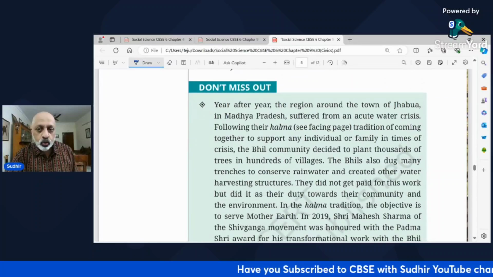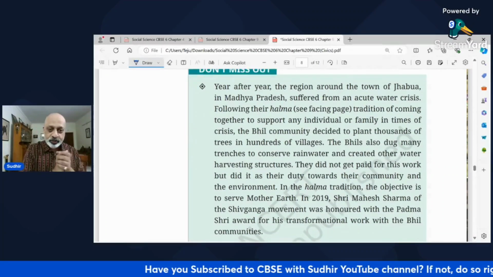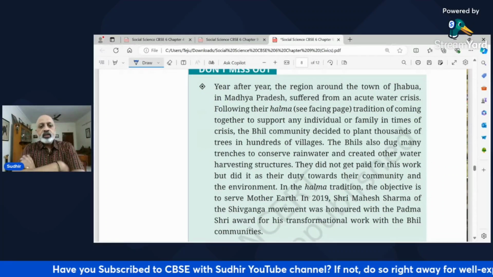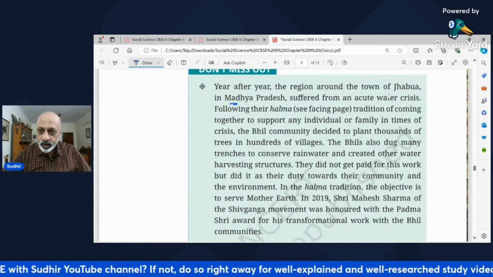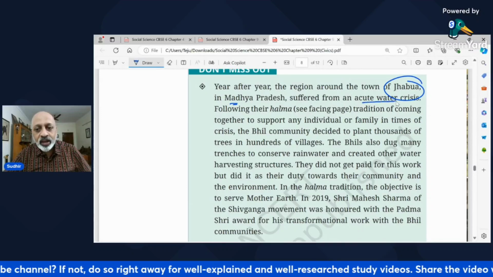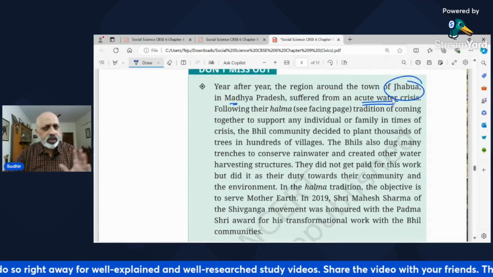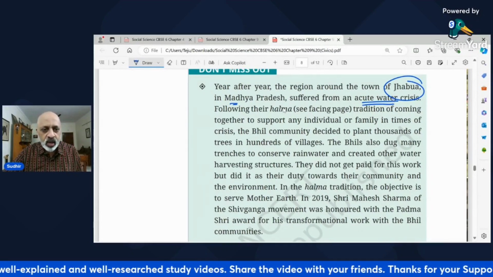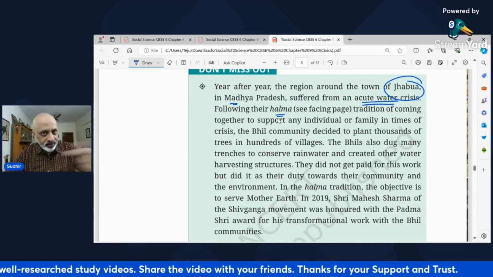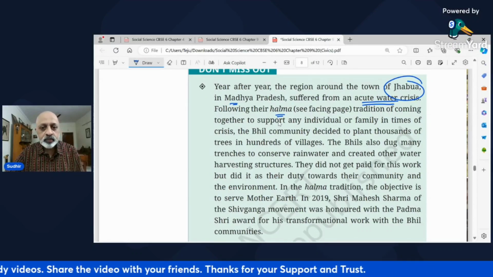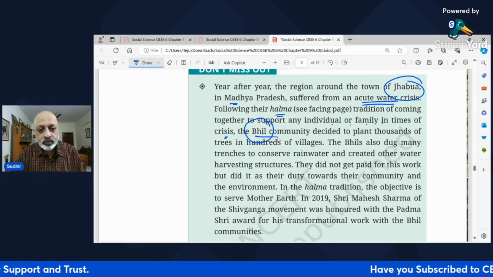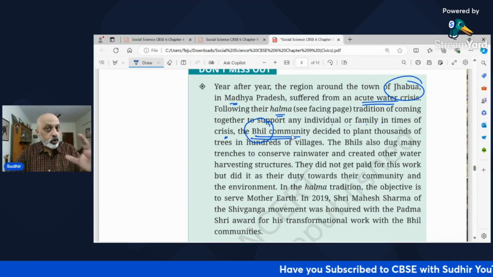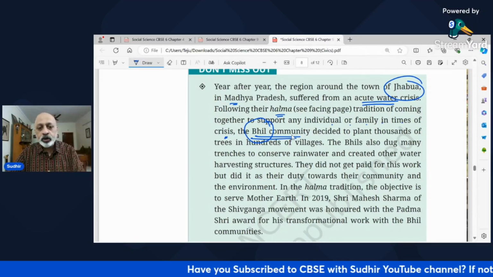Now, it gives you two examples. Okay, and this is interesting. Year after year, the region around the town of Jhabua in Madhya Pradesh suffered from an acute water crisis. There was a severe shortage of water. So, following their Halma tradition, and the photograph is there on the next page, of coming together to support any individual or family in times of crisis, the Bhil community, please remember this. That's why I said the community can also be a group in a particular place.